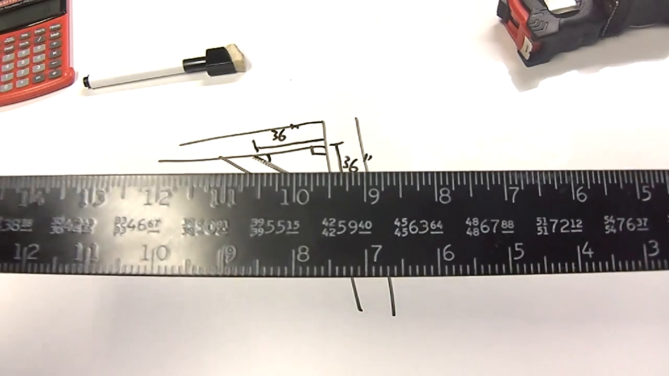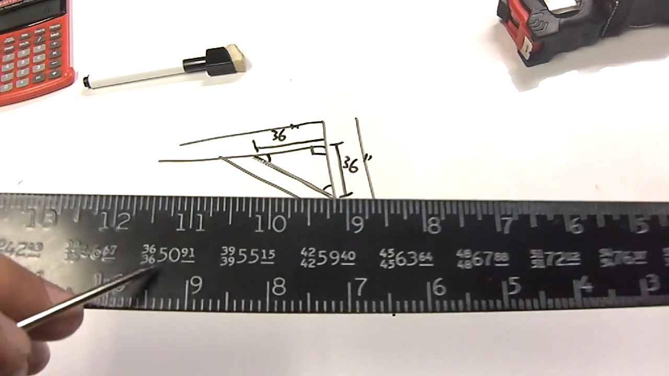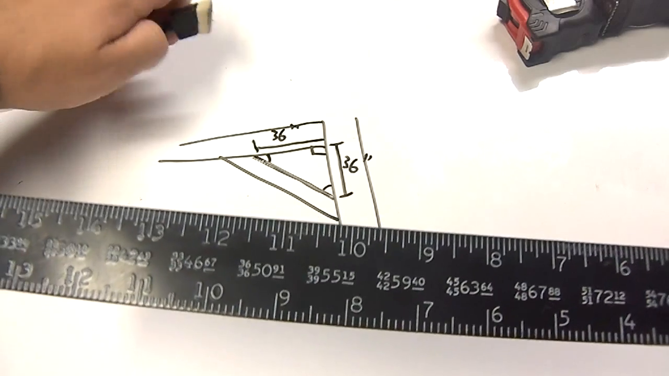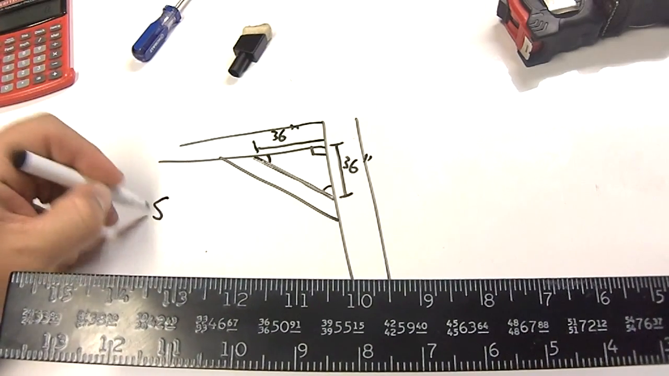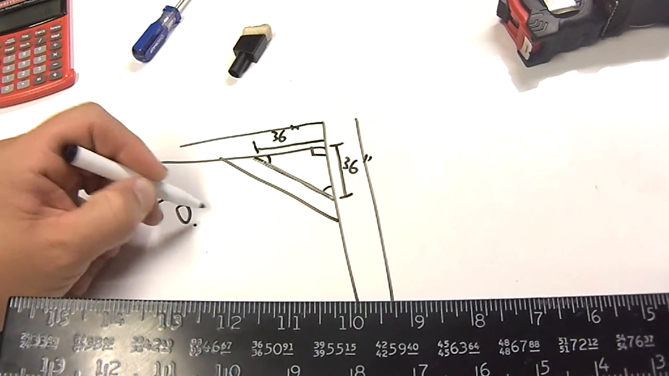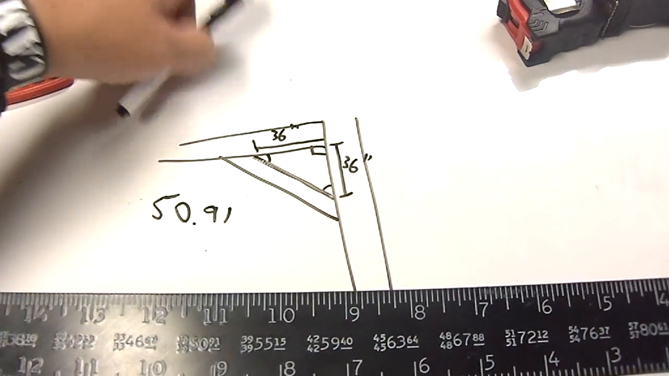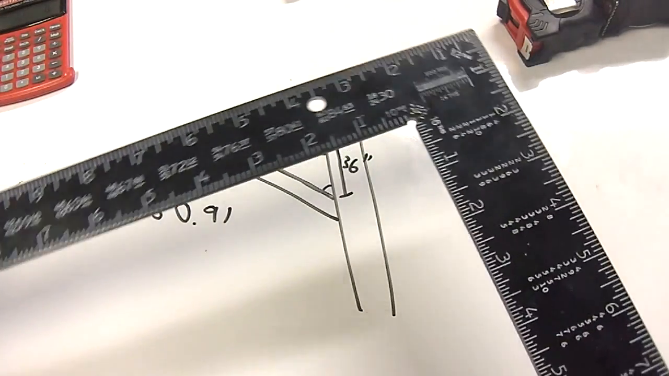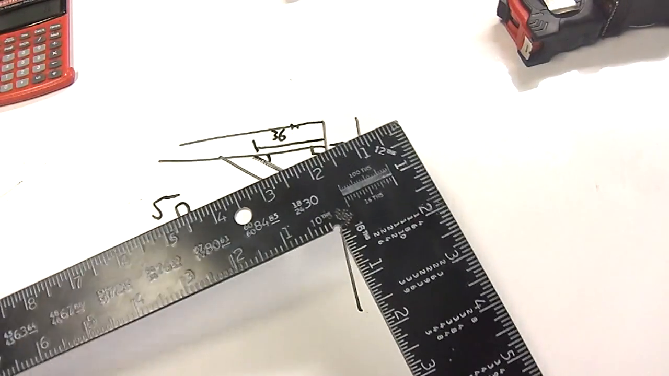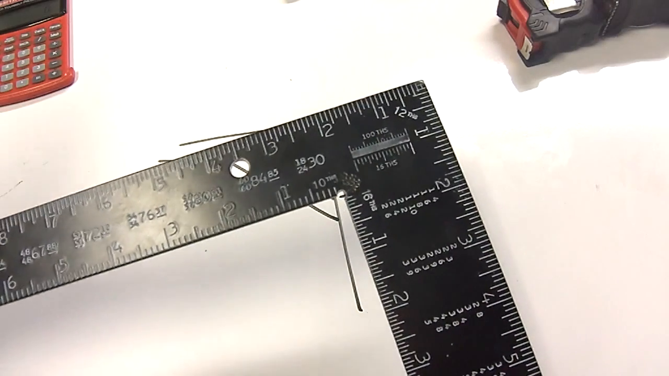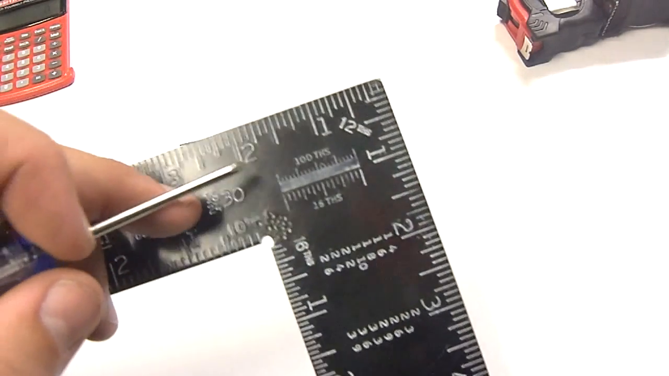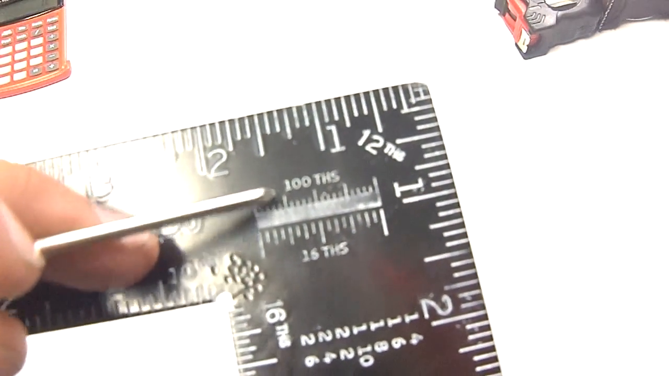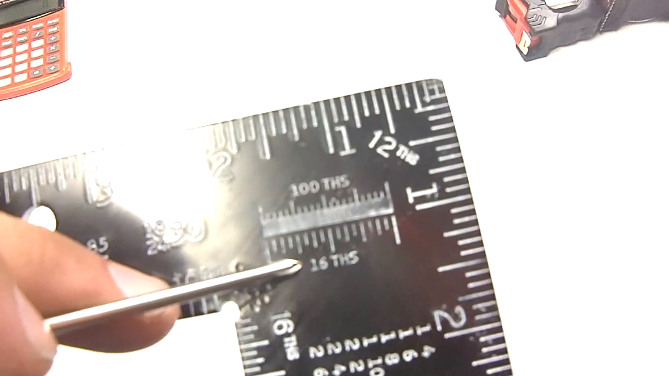Okay? Now, that's all fine and well, but how do you figure out what 50.91 is on a tape measure? I'm gonna write that down. We'll talk about that on another scale. Now, not all squares have this other scale on it. Okay? This other square that I have does not, but if it does have it, this is what it looks like. Okay, you have the hundredths right here, and then the sixteenths right there.